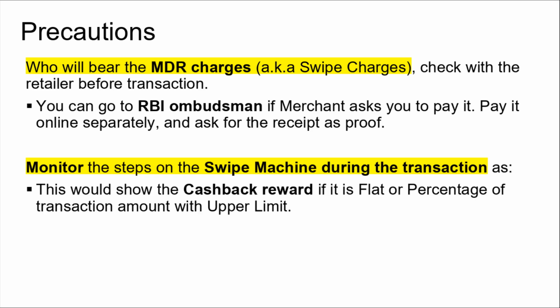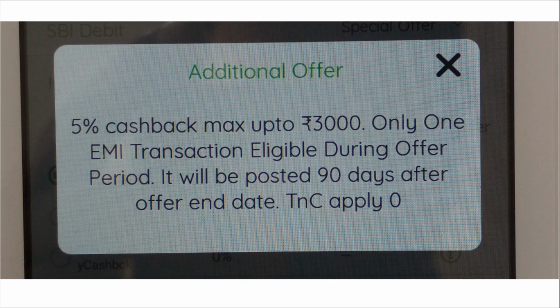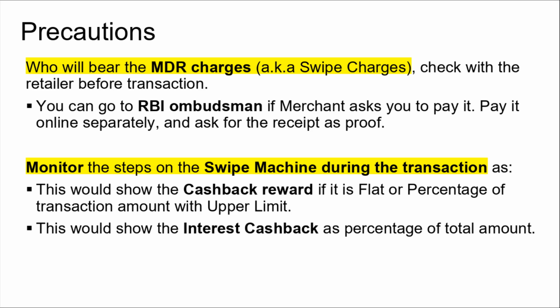Cashback rewards and interest refunds are the prime reason for the popularity of these EMI. So, do check if the cashback is flat or a percentage of the transaction amount. For example, here it is 5% up to 3,000 rupees and credited after 90 days of the transaction. Similarly, interest refund is also calculated as the percentage of transaction amount depending upon the tenure, since longer tenure means higher interest. It is very important to verify this, as some of the offers refund the interest partially.